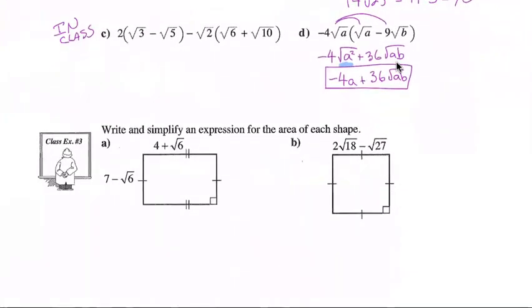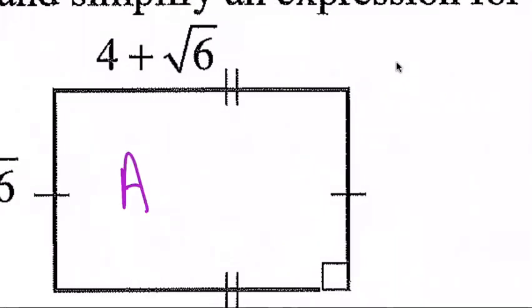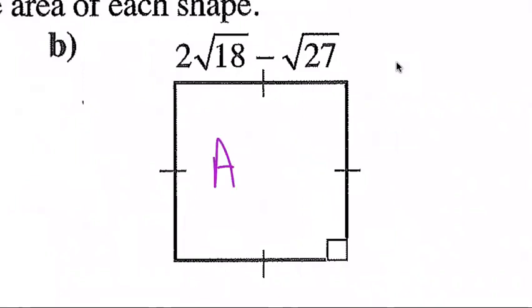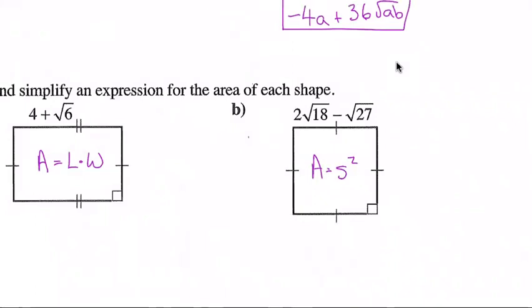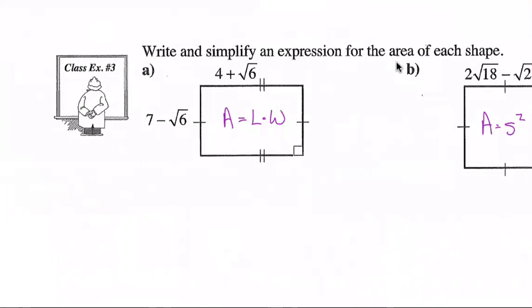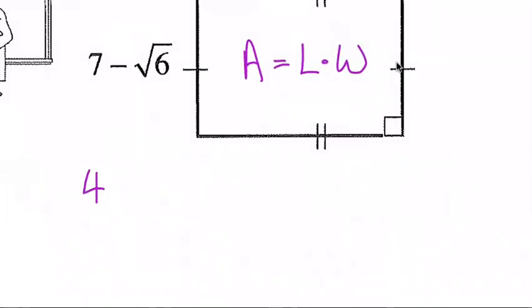Question 3. Write and simplify an expression for the area of each shape. Well, the first shape is a rectangle. Our area is equal to length times width. And our question B, this is a square. Area is equal to side squared, which is just side times side, right? So if we're going to multiply these together, (4 plus square root 6) times (7 minus square root 6).